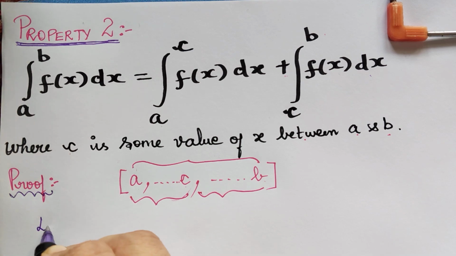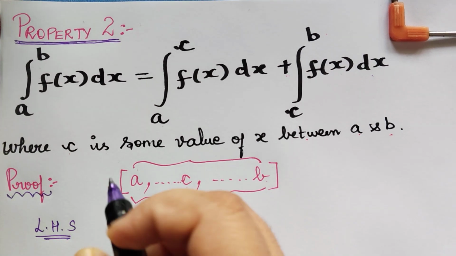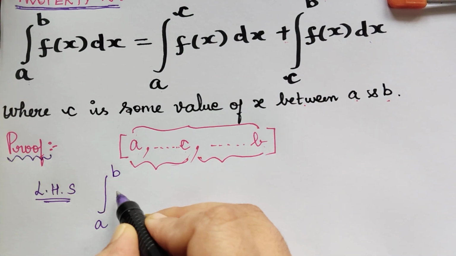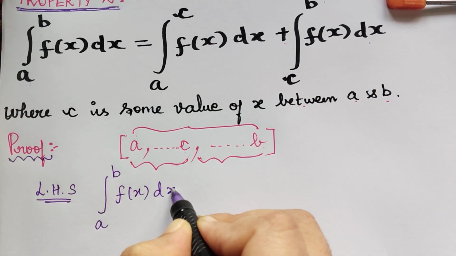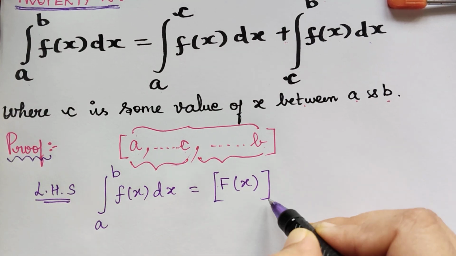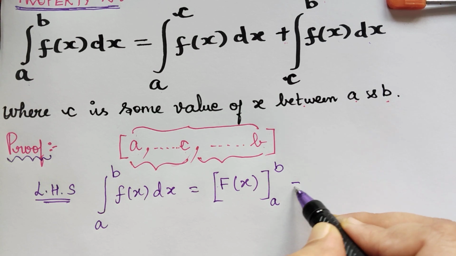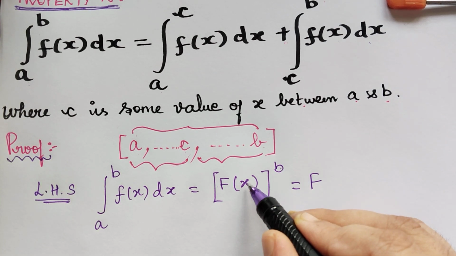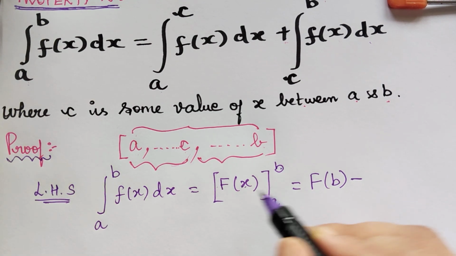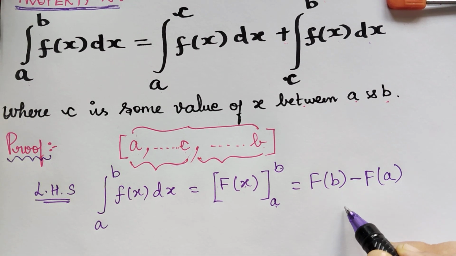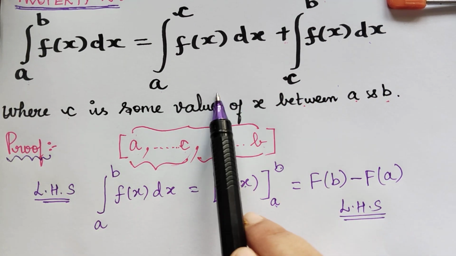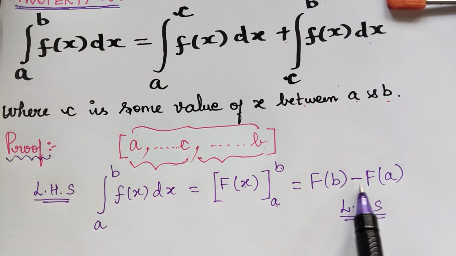So what is the left hand side? The left hand side is given by integral a to b f of x dx. And this, we know, on integration will be F of x between the limits a to b. And on applying the limits, the upper limit is b, so F of b minus the lower limit, F of a. So this is the left hand side that we have. Now we have to take the right hand side and prove it is also equal to F of b minus F of a.